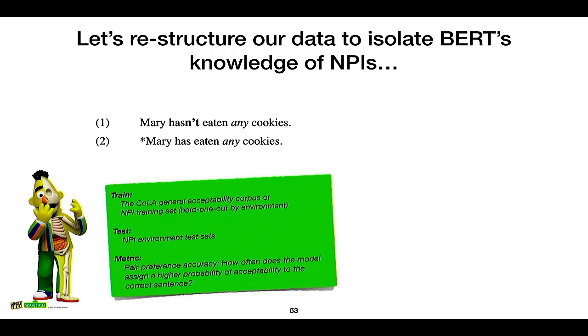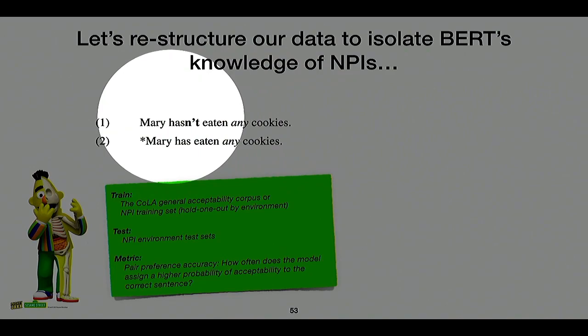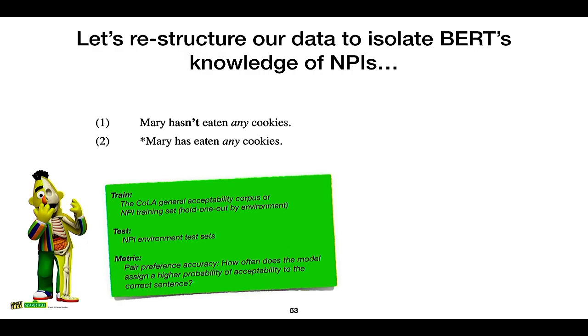Let's look at the probabilities that the model assigns to these sentences. How likely is sentence one to be acceptable? What's the logit coming out of our classifier? And how likely is sentence two to be acceptable? And let's say the model gets an example right if it assigns a higher probability to the correct sentence. So this is the forced choice task. This is a common way of using these acceptability judgments in the linguistic literature. Plenty of precedent for it. It's a slightly easier metric.